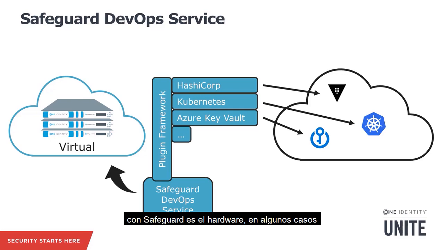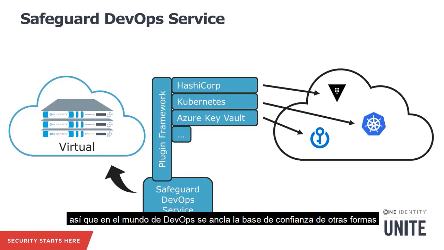With Safeguard, that's actually the hardware in some cases that you stand on, that says, because I know that these disk drives only run on this machine, and that they're fully encrypted, and that you can only boot in a certain way and bootstrap the application, that's my anchor of trust. It's a little bit more difficult to do that in other virtualized environments, right? So in the DevOps world, you anchor the root of trust in different ways.